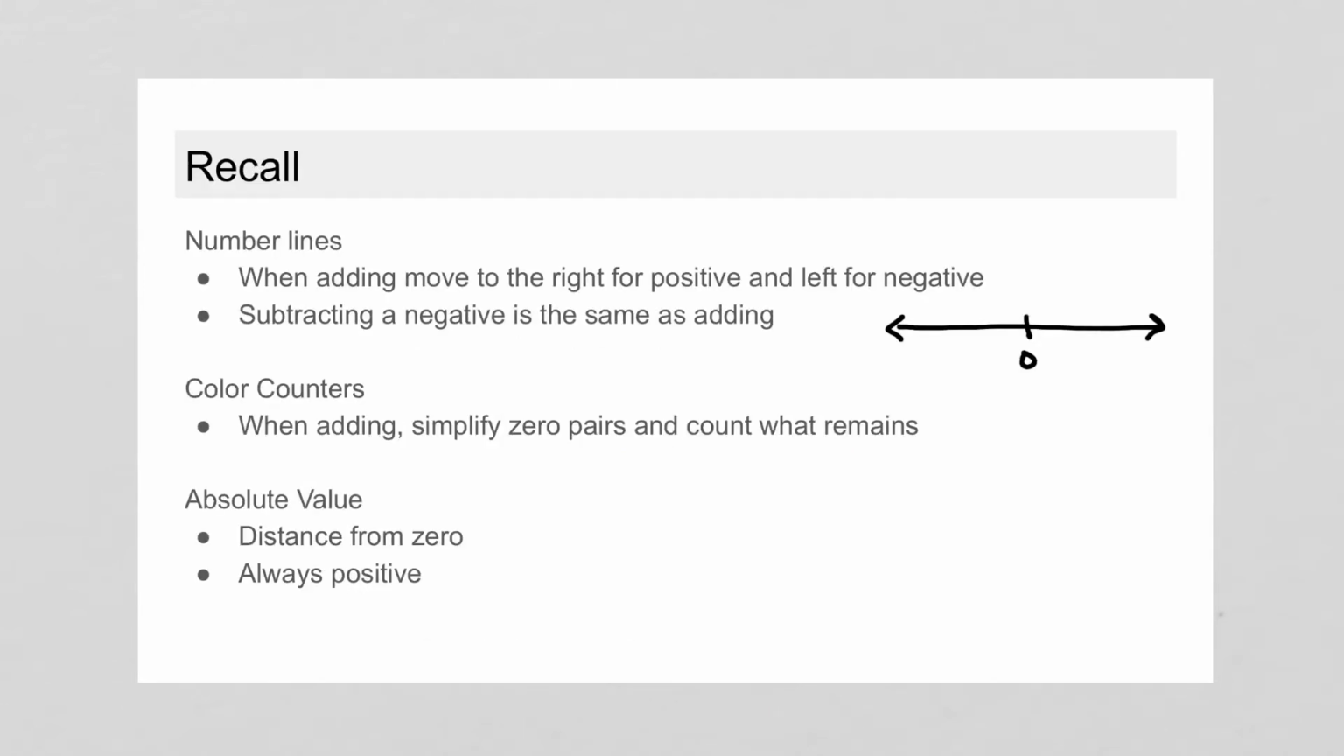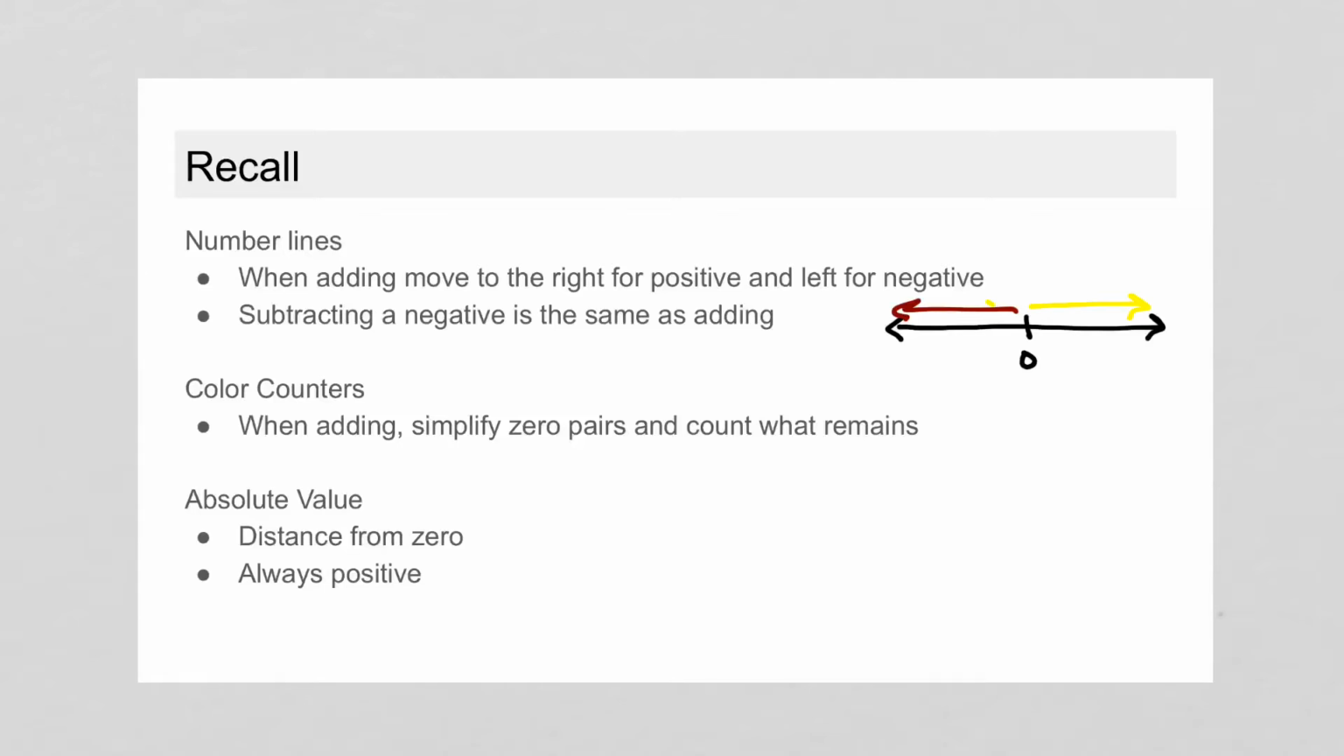Okay, so let's start by recalling some of the things that we've already dealt with. On number lines, when you're adding, you move to the right. So you move to the right for positive, and you move to the left for negative. And I just wanted to remind us that subtracting a negative is the same thing as adding.